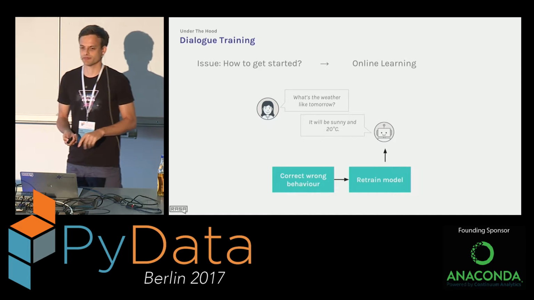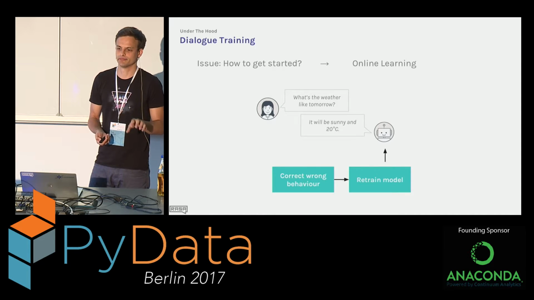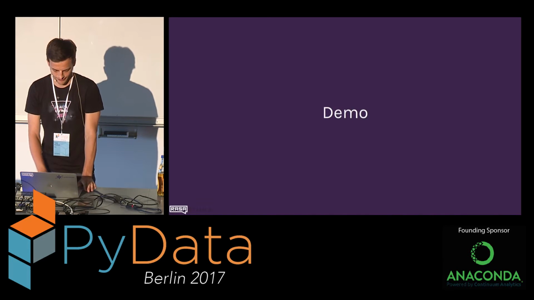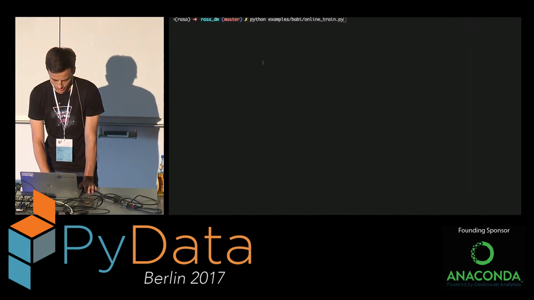Right, and then we use the retrained model to predict the next action, which should then be corrected and hopefully be the right one. Okay. Yeah, I want to show that as well.